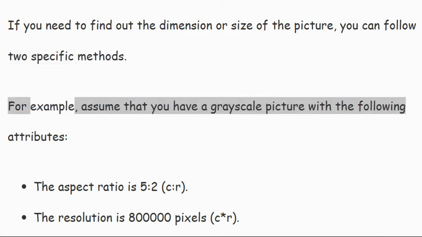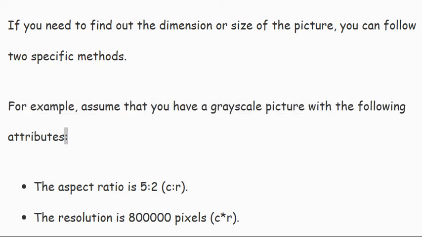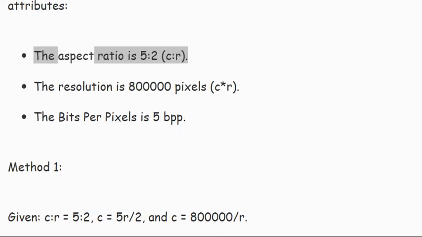For example, assume that you have a grayscale picture with the following attributes. The aspect ratio is 5 to 1, C:R. The resolution is 800,000 pixels, C*R. The bits per pixel is 5 bpp. Method 1.